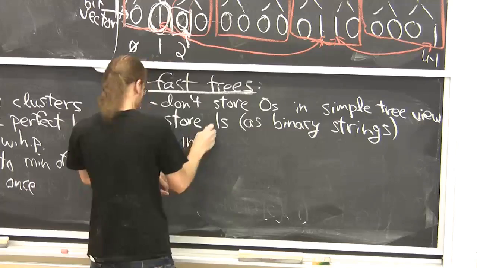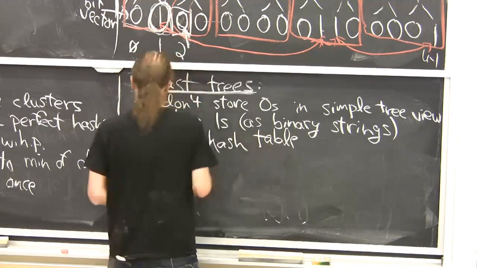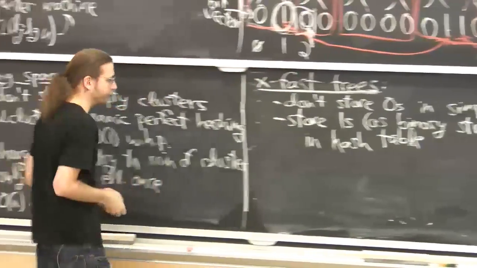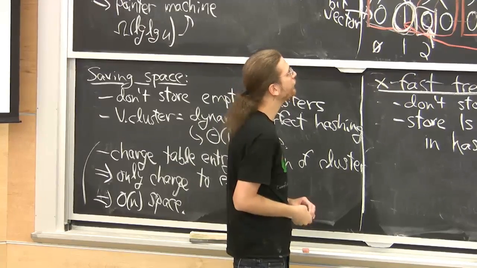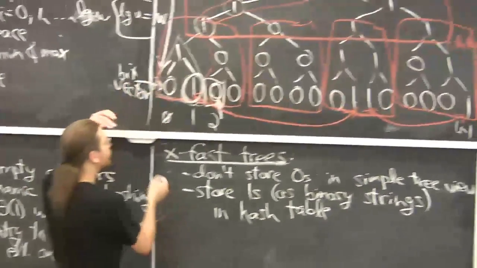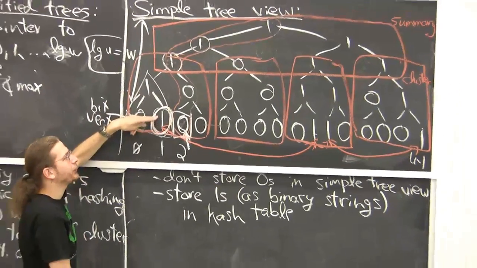In a hash table. Again, a dynamic perfect hash table. Let's say get constant with high probability. If you're a little concerned, what this means is the ones are exactly the prefixes of the paths to each of the items, right?